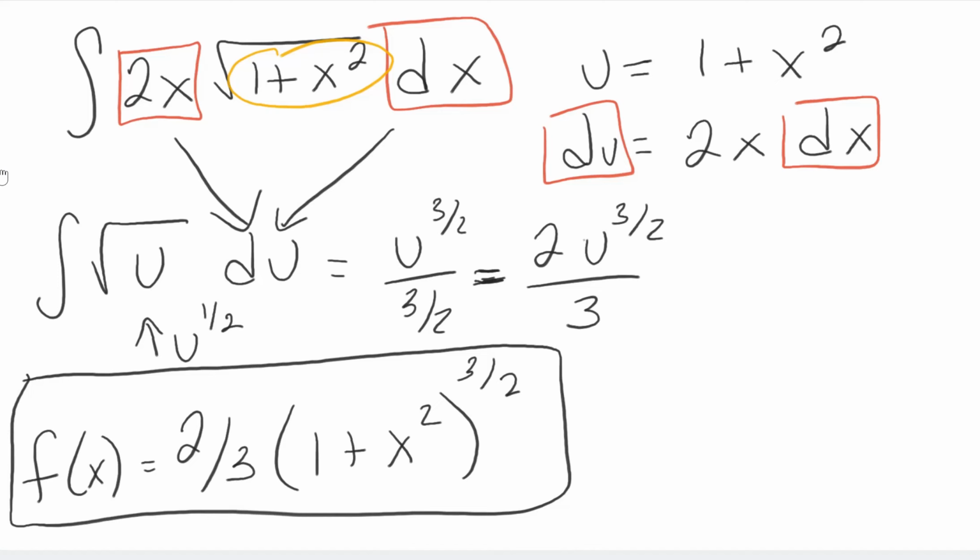Where did the u to the 1/2 come from? Just a square root. Remember, a square root is just a number raised to the 1/2 power. And if it's a square root, it's hard to look at it and do the power rule. Once you make it an exponent, you can do the power rule.